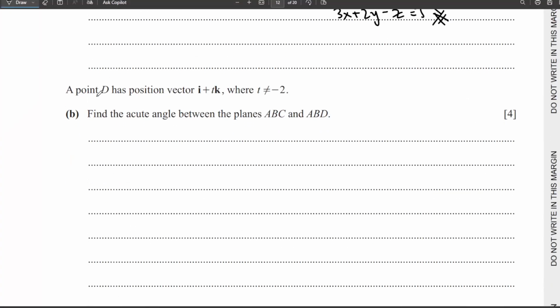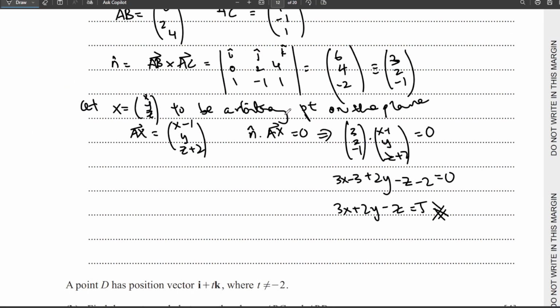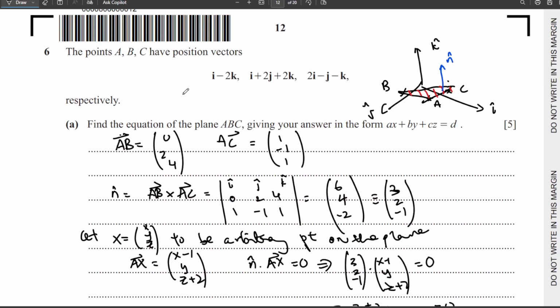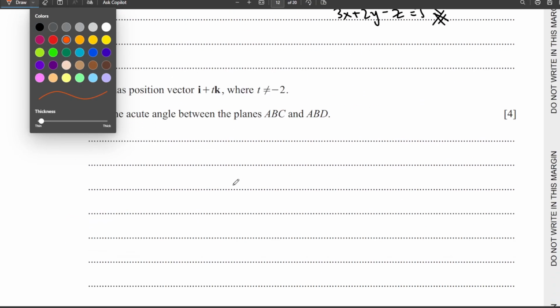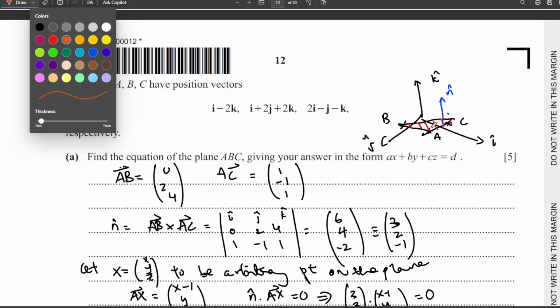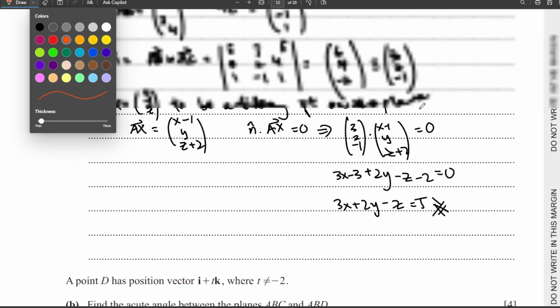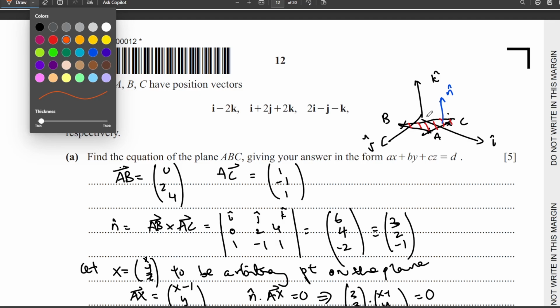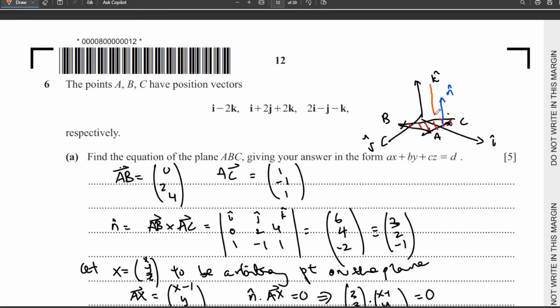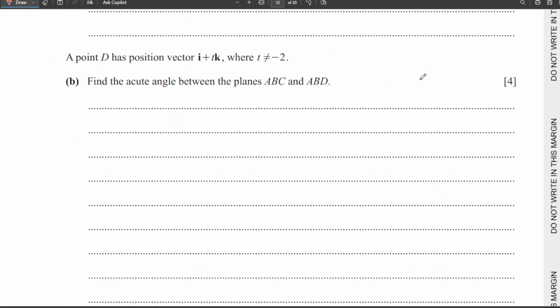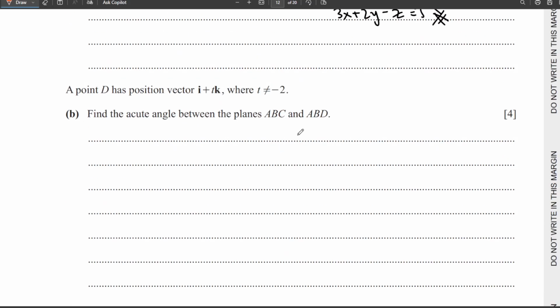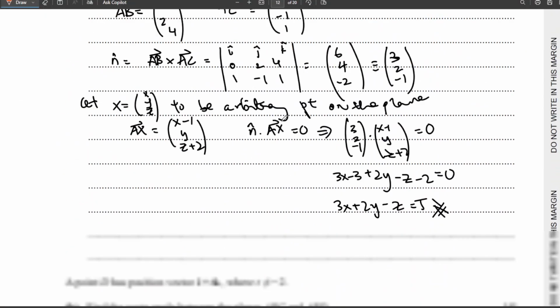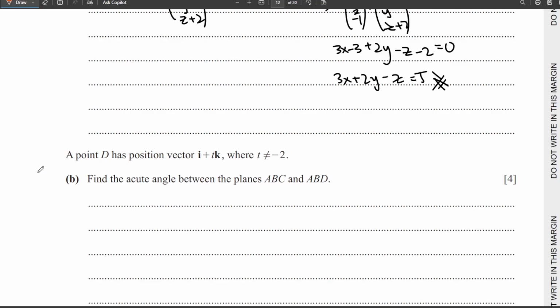Okay. Point D has vector i plus tk, where t is not -2, and we need to find the acute angle between planes ABC and ABD. So maybe I just sketch what this looks like. D is i plus tk, right? So i we know is on here, and t we don't know what it is, so D can lie anywhere along here, vertically. These are possible positions of D. So we want to find the acute angle between planes ABC and ABD.